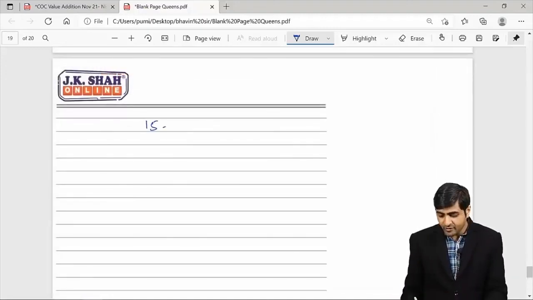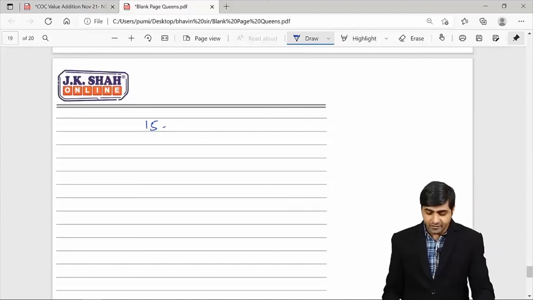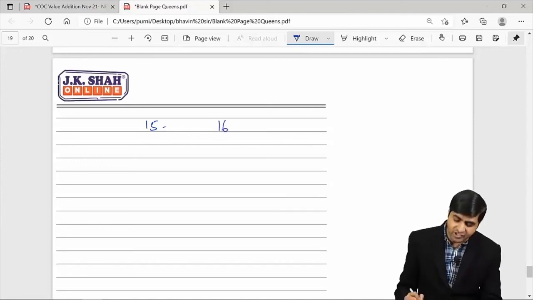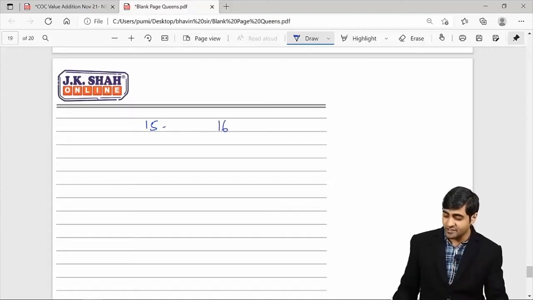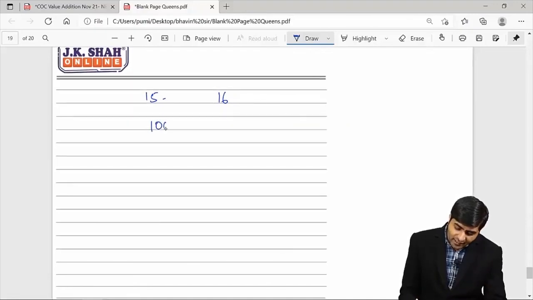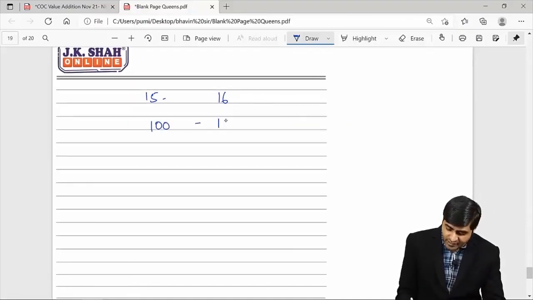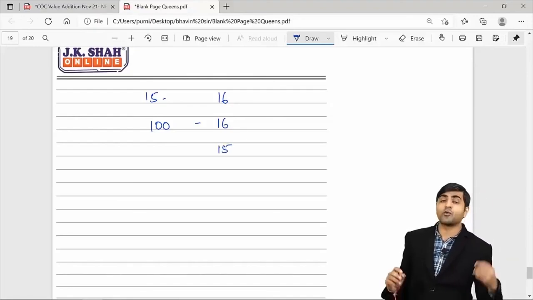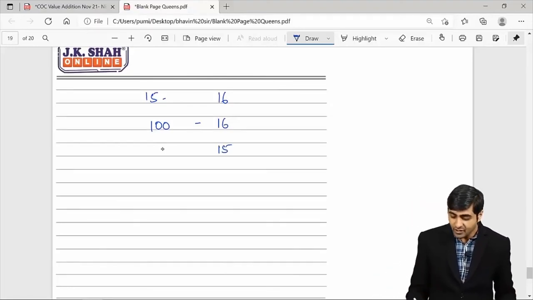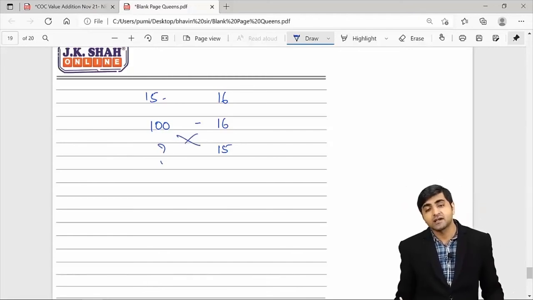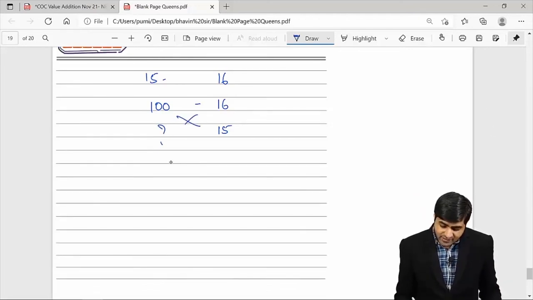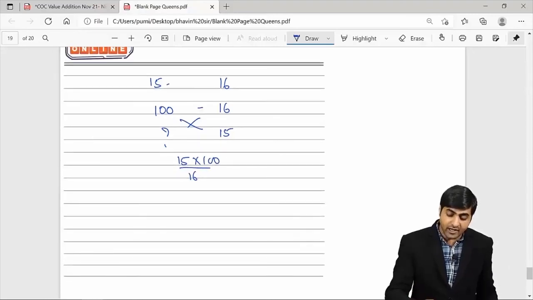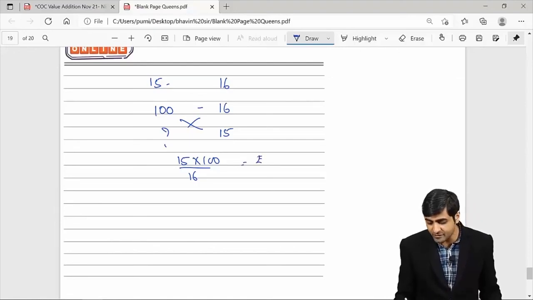You are providing an interest of 15, but in the market the expectation is 16. So now what should be your issue price? Understand it like this: our competitors are providing a yield of 16 on an investment of 100. Now you are going to provide an interest of 15. So what should be your issue price? You just have to cross multiply this. So this will become 15 into 100 divided by 16, and this will eventually give you rupees 93.75.